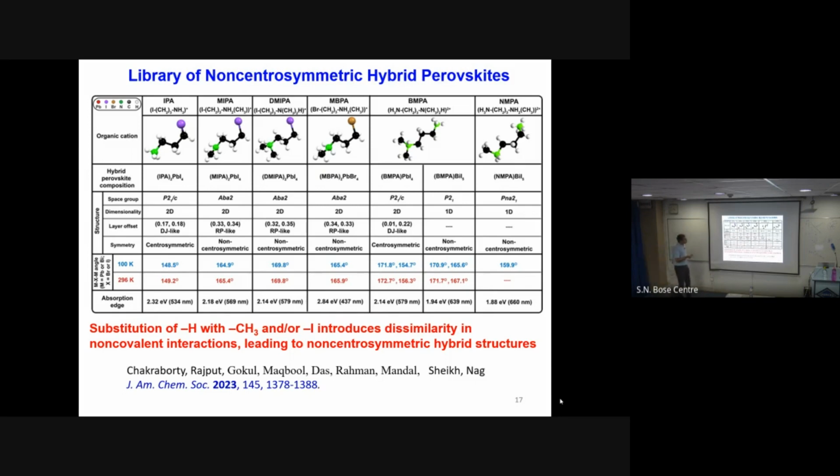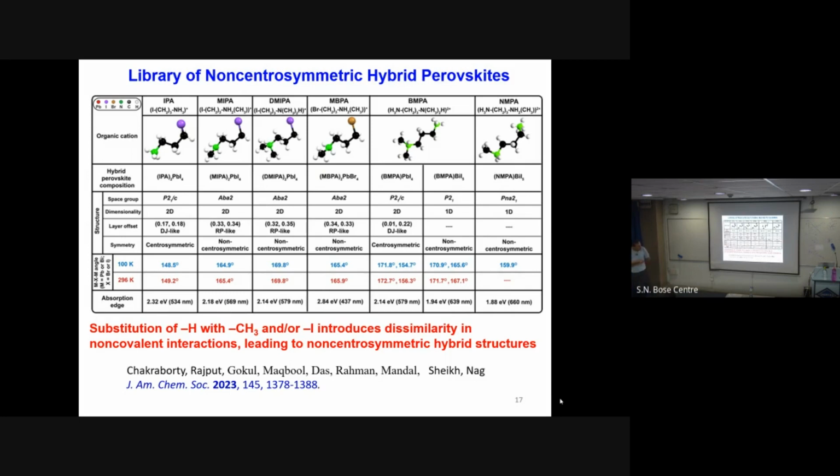Then we extended this idea to different lead-based, bismuth-based 2D or layered perovskites, or one-dimensional perovskites, etc. It looks like the hypothesis holds: replacing a hydrogen atom with something like methyl or iodine introduces dissimilarity in the non-covalent interaction, and that leads to a non-centrosymmetric hybrid structure. We could see it for seven or eight such systems, which gave us more confidence that the method is applicable to multiple systems. We have not tried other cases, but I don't see any reason why it should not work.